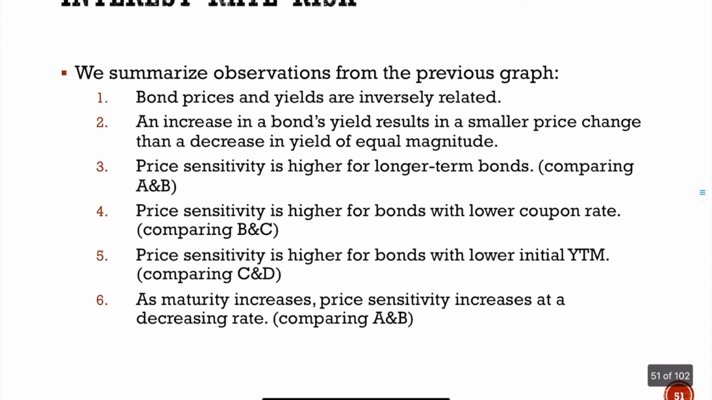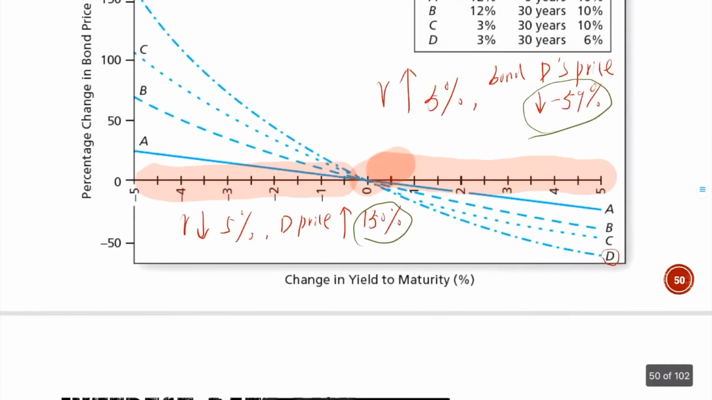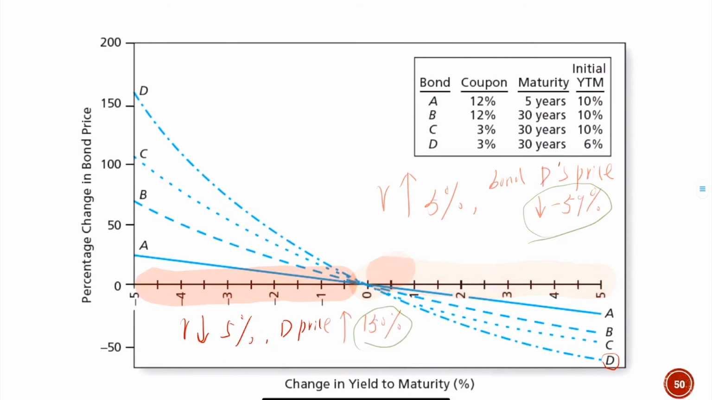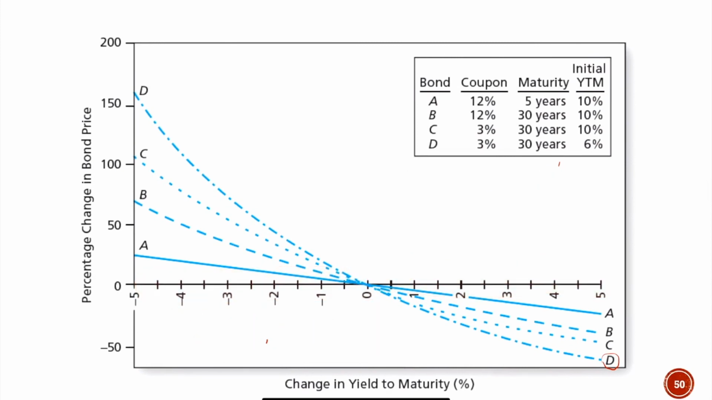Okay, the third observation: price sensitivity is higher for longer term bonds. Now let's compare A and B to get this result. So we're looking at A and B here. And you can see that for bonds A and B, the only difference is their maturity, right? A has a 5-year maturity and B has a 30-year maturity.